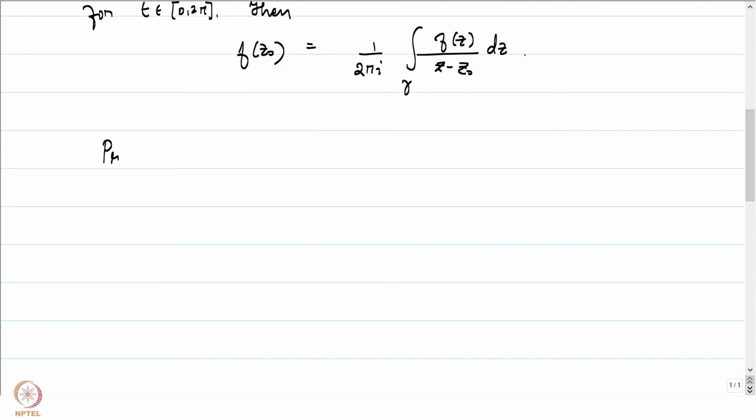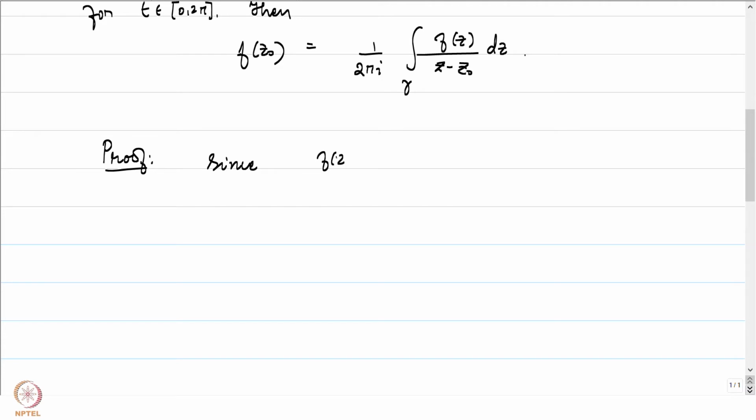Alright, let's give a proof. Since our curve gamma is homotopic in omega minus z0 to the circle of radius r around z0, and f of z by z minus z0 is a function which is holomorphic on omega minus z0, the integral of f of z by z minus z0 over gamma coincides with the integral of f of z by z minus z0 on the circle of radius r around z0. Let me write that down.